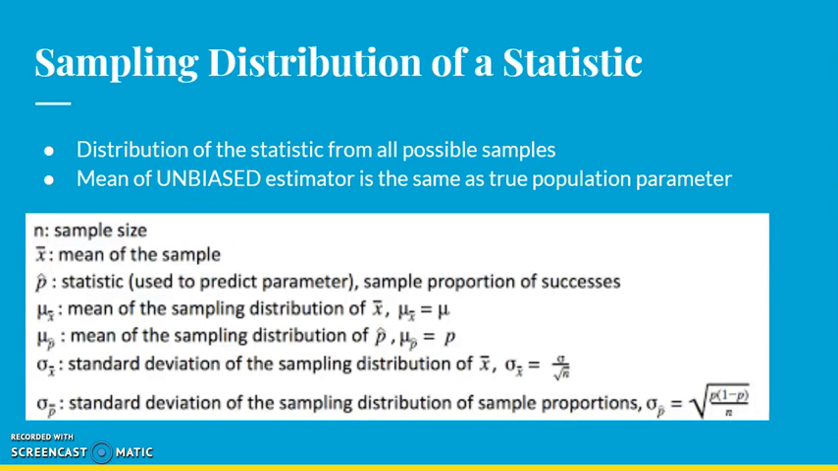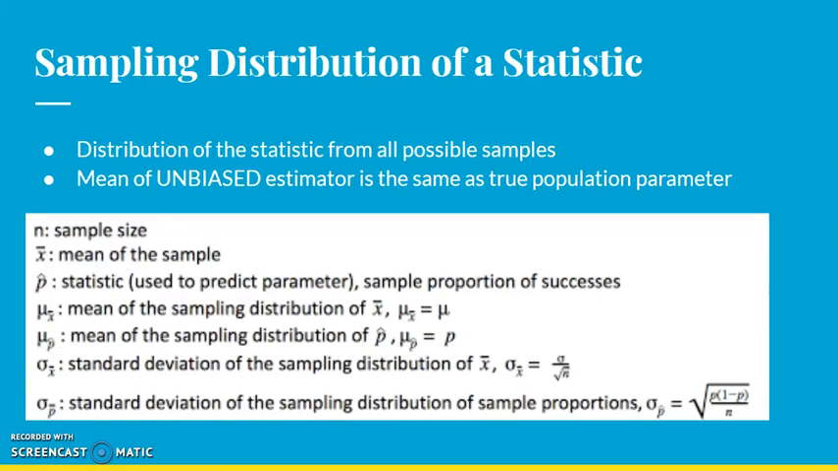A sampling distribution is the distribution of the statistic from all the possible samples. The mean of a sampling distribution of an unbiased estimator should be the same as the true population parameter, but this does not necessarily hold true for biased estimators. The mean of the sampling distribution of p hat is equal to p, and the mean of the sampling distribution of x bar is equal to the population mean. And again, use the correct notation.